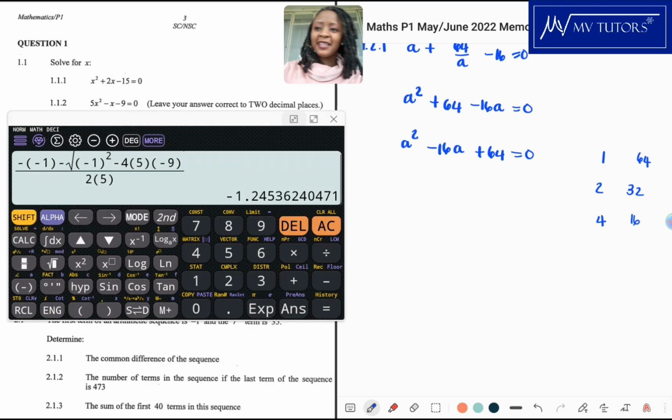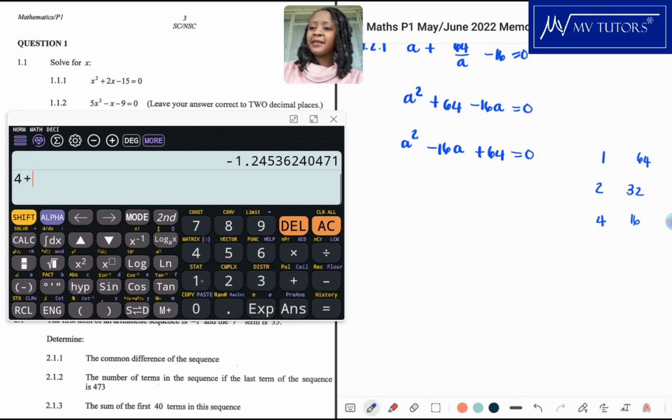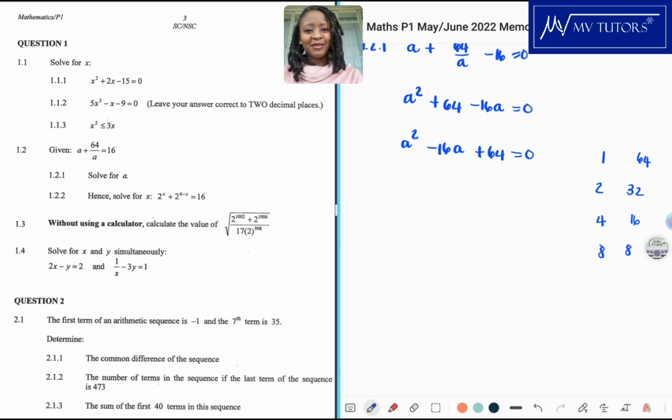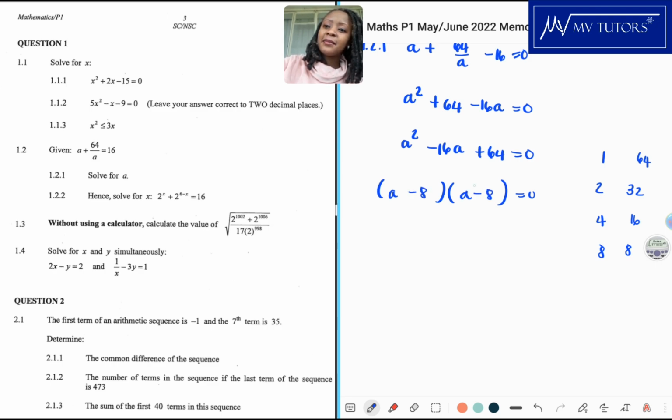Let me check on the calculator. Okay, so this is what can waste time when you use the factors. 4 and 16, they're not giving me minus 16. Is there 6? I don't know if 6 is a factor. No. 8. Oh, yeah, so I have 8 and 8. For a moment there, I thought I was going to have to use the quadratic formula. Okay, so I have a minus 8 and a minus 8.